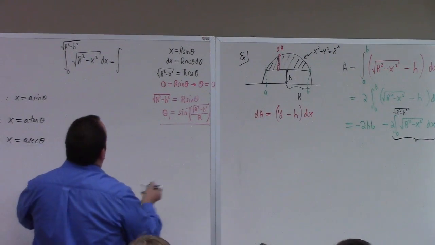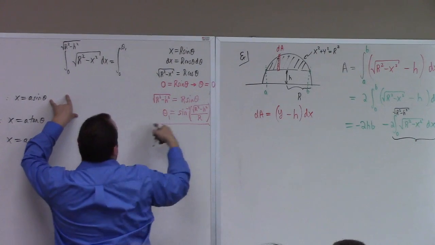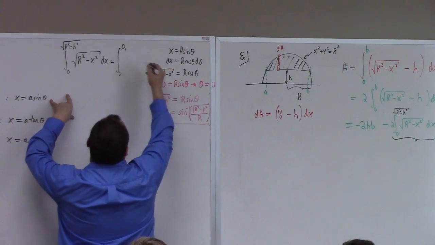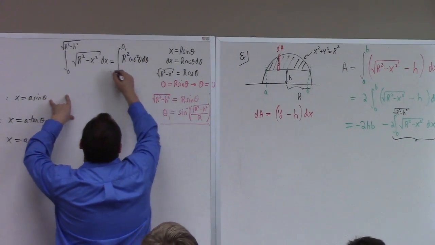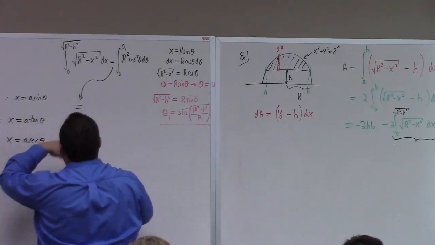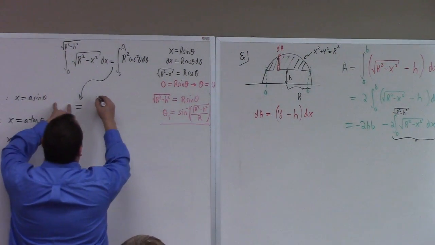So this is what then? 0 to theta 1, right? Where this is theta 1, and this is what? R squared cosine squared theta d theta. So that's what? We just worked that out over there, right? But well, I guess not. Anyway, so here we go.